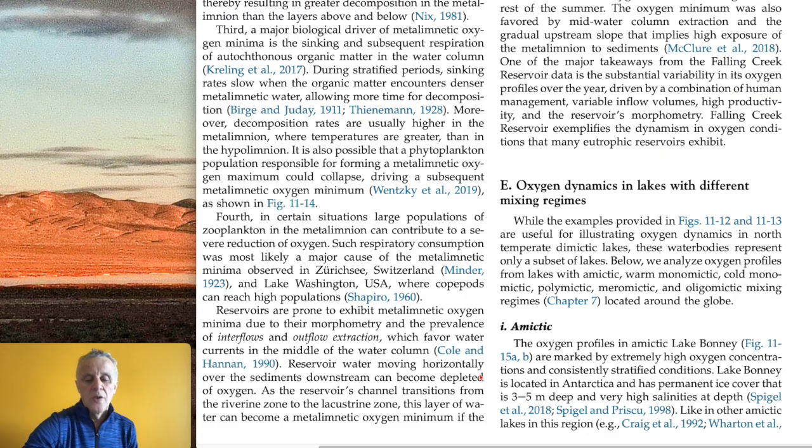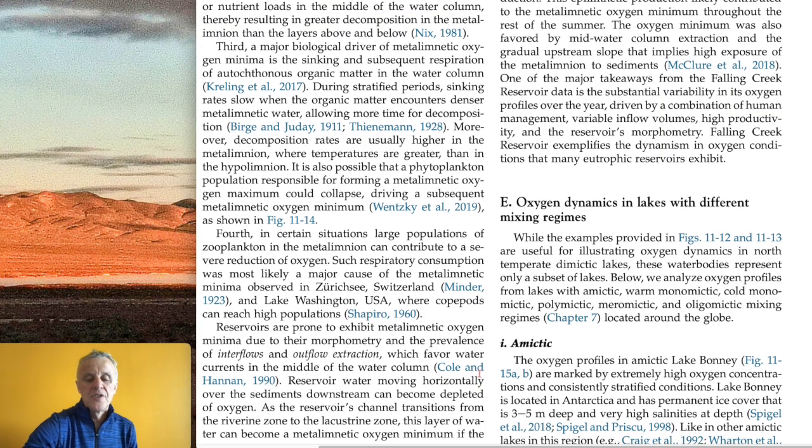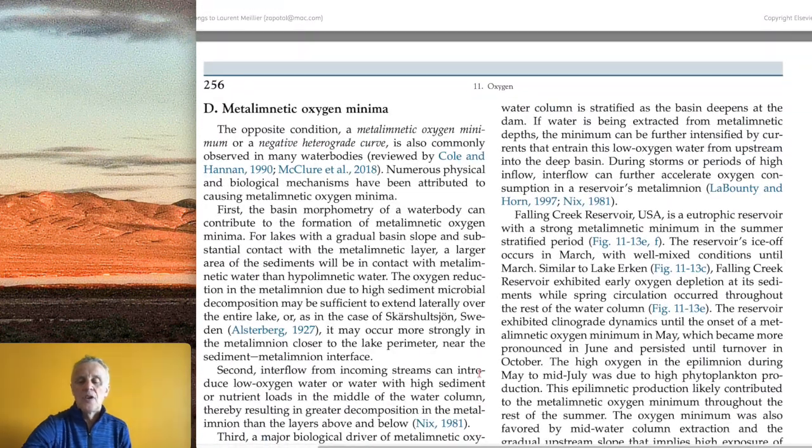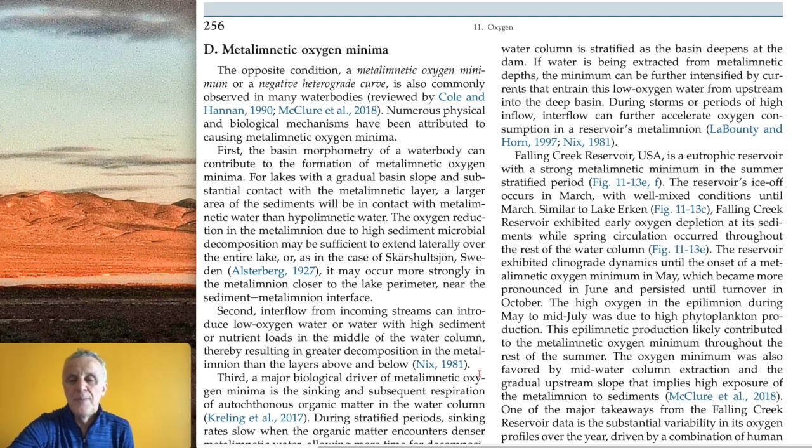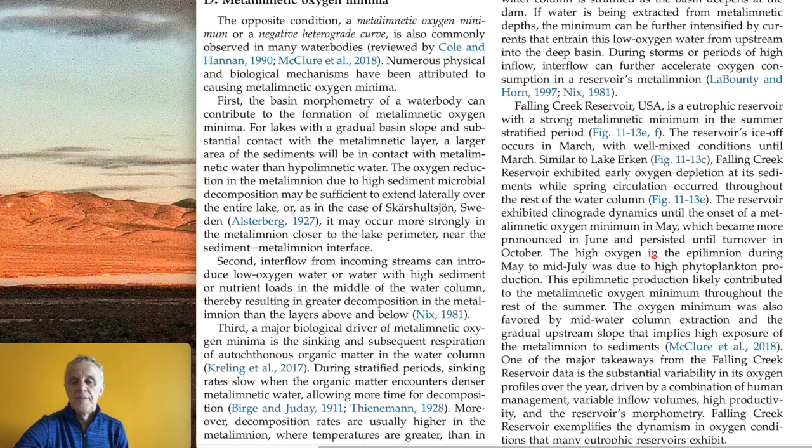This layer of water can become a metalimnetic oxygen minimum if the water column is stratified as the basin deepens at the dam. If water is being extracted from metalimnetic depth, the minimum can be further intensified by currents that entrain this low oxygen water from upstream into the deep basin. During storms or periods of high inflow, interflow can further accelerate oxygen consumption in a reservoir metalimnion.